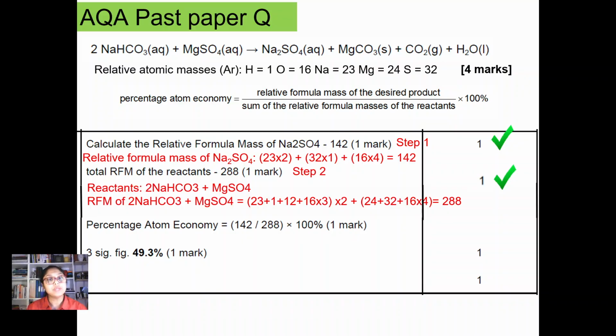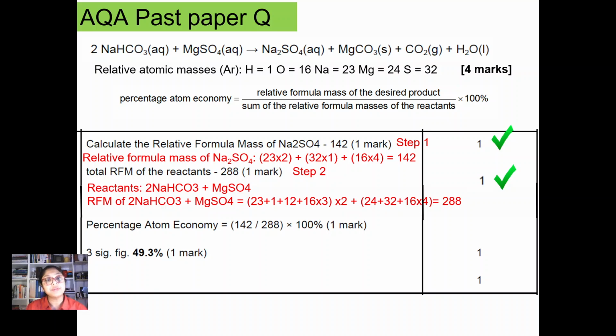Step 2, we are going to calculate the sum of the relative formula masses of the reactants. So here, if you look at the chemical equation on the top, we have got 2 NaHCO3, sodium hydrogen carbonate, and MgSO4, magnesium sulfate. So what we are going to do is add each of the elements up, and the important thing to keep in mind here is that there are 2 NaHCO3. Do not forget to multiply by 2.